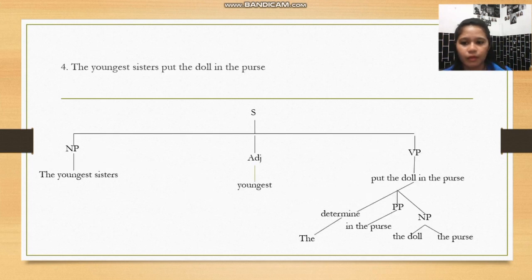Number four. The youngest sister put the doll in the purse. Subject, noun phrase: the youngest sister. Adjective: youngest. Verb phrase: put the doll in the purse. Determiner: the. Preposition phrase: in the purse. Noun phrase: the doll, the purse.